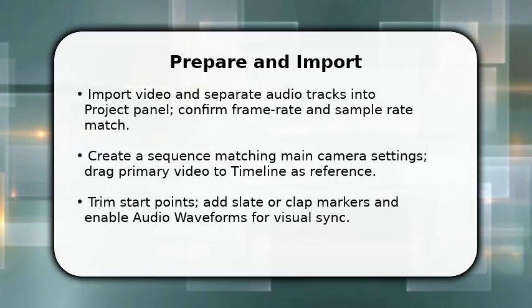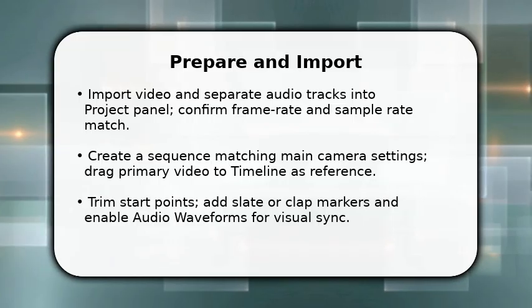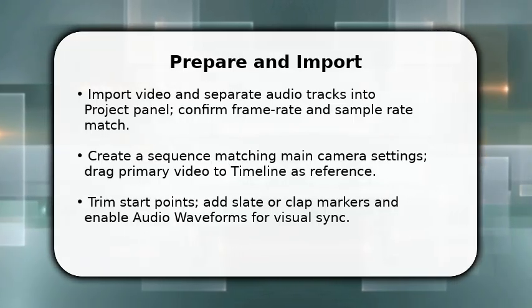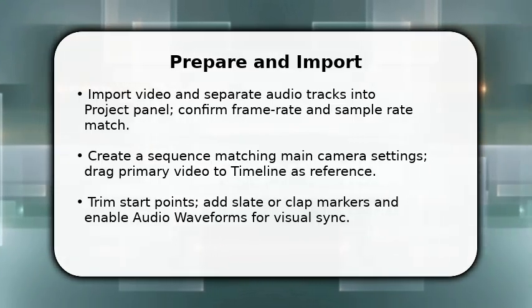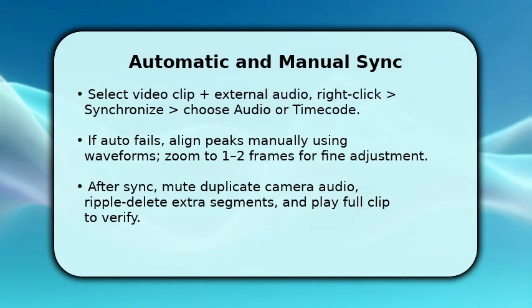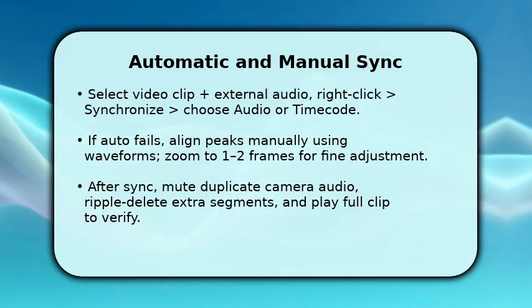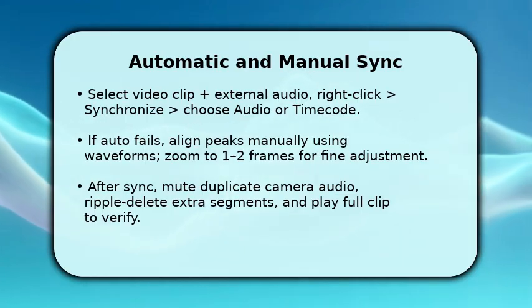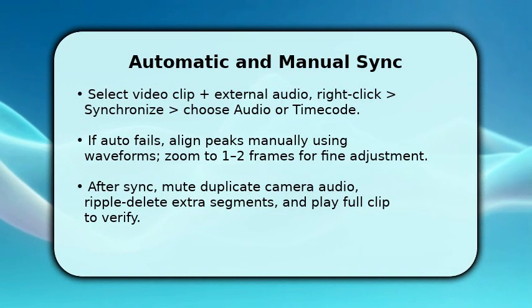Next, trim rough in points so clips share a common starting area. This makes the next sync step fast and accurate. With clips prepared, select the camera clip and the external audio clip together. Right-click and choose Synchronize, then pick audio if you have clear waveforms or timecode if available. Premiere analyzes and aligns peaks for you.